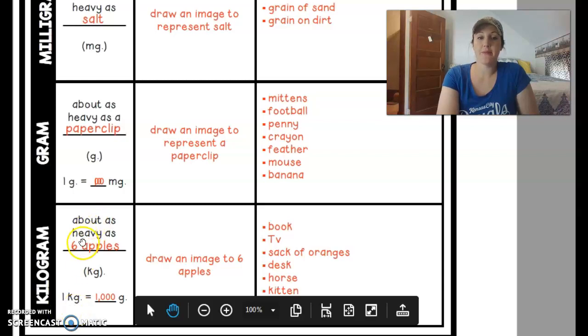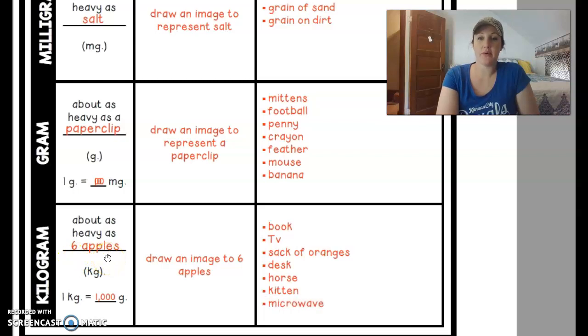Okay, so it's about as heavy as 6 apples. 6 apples. Or think about like 1,000 paper clips. If you had 1,000 paper clips in your hand, that would be a kilogram. That'd be a lot of paper clips. Your hands would probably get pretty heavy pretty fast. So think about carrying 6 apples. Go ahead and draw a picture of your 6 apples, because you probably can't draw 1,000 grams of paper clips. And just look like a bunch of scribbles, which probably wouldn't be very helpful.